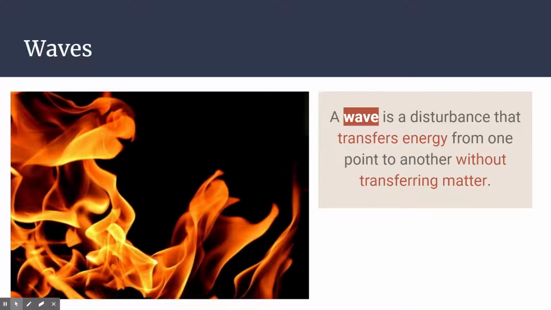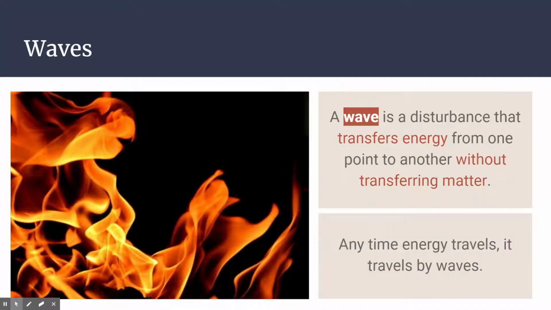So any wave is just a disturbance that transfers energy from one point to another without transferring matter. So essentially, matter has its own typical behavior, and that behavior is interrupted when energy travels through it. So anytime that energy is traveling from one point to another, whether that be from the sun to earth or from my vocal cords to your ears, it does so in the form of waves.